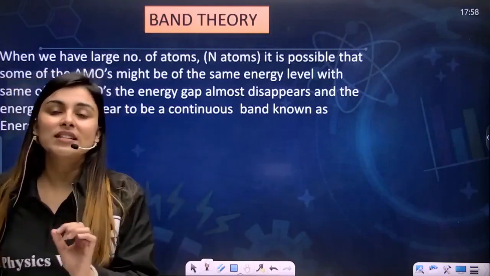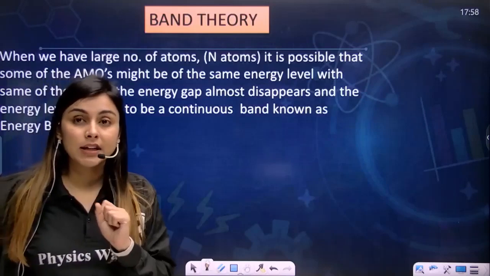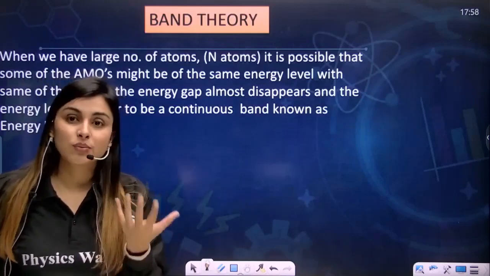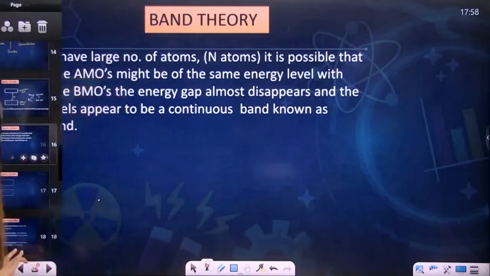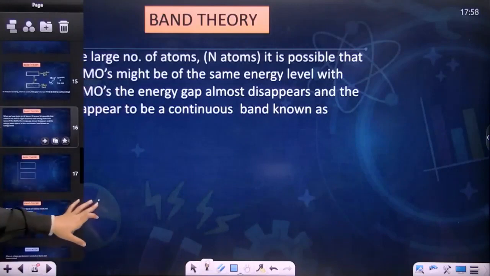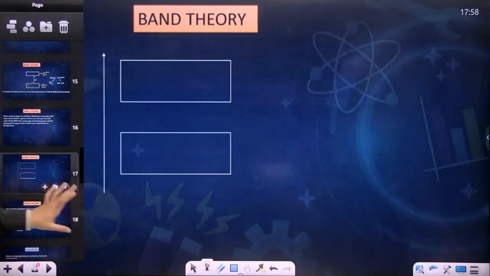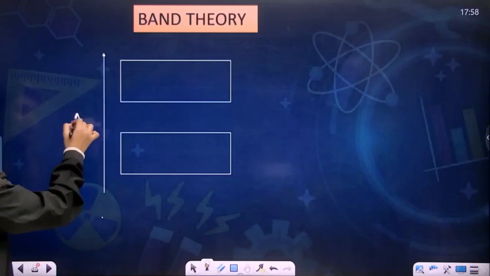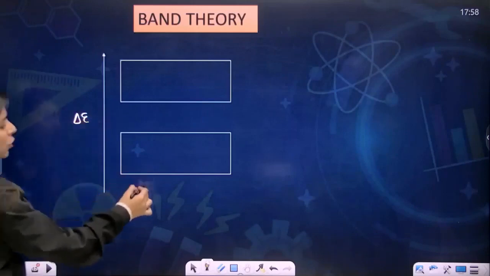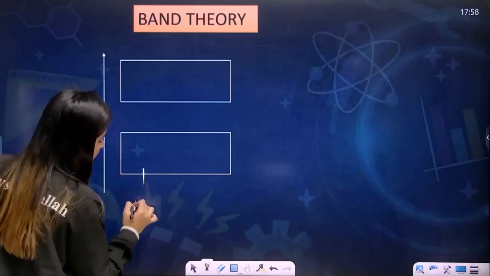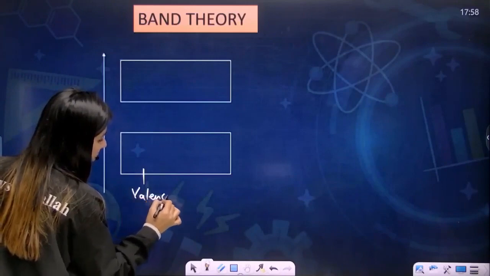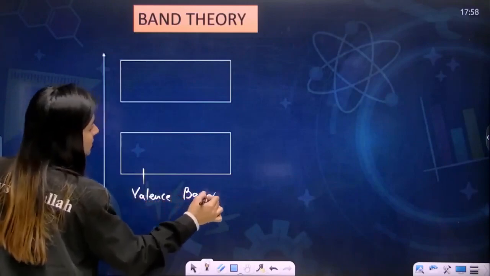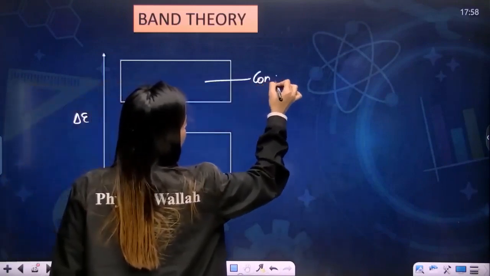Now I'll make you understand why this theory is written. This is written for the good conductors. So one by one, we'll write the good conductor part. This is how the energy increases. This would be your valence band, and this is your conduction band.